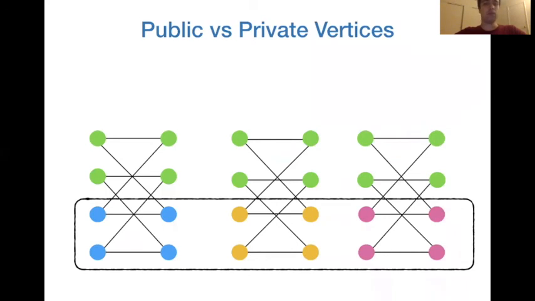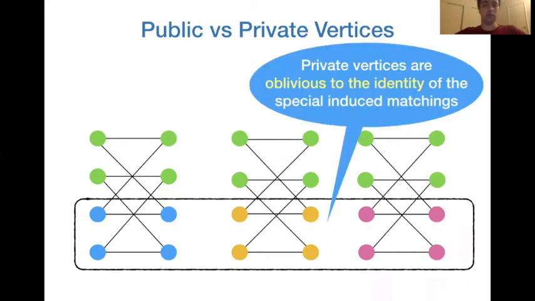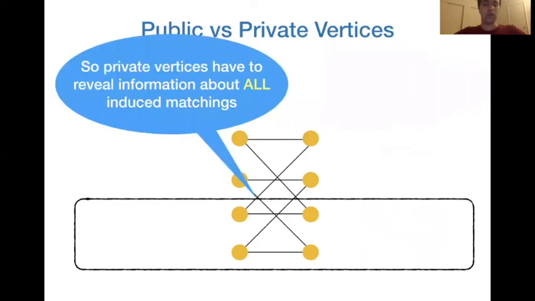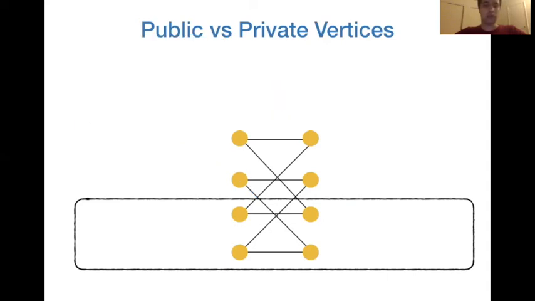What happens for the private vertices is more interesting. These vertices do not know which one is the special induced matching. And the reason is that from their perspective, all other vertices look the same. So it might as well be that these two is the important edge. In this case, because they do not know which edges incident on them are important, they have to reveal information about all induced matchings so that they can reveal information about the special one.